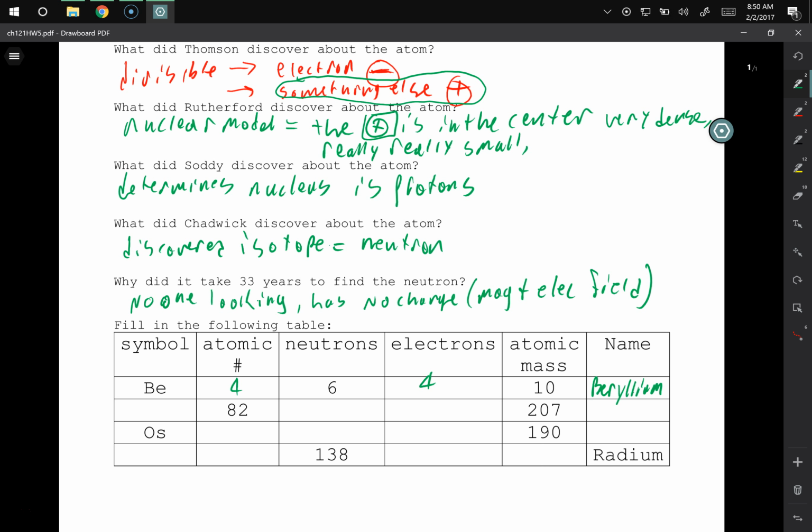It doesn't actually say that. What does it say? 9.01. So remember what we were saying about those masses? So why is it not like 9 or 10 or something like that? Why is it 9.01?